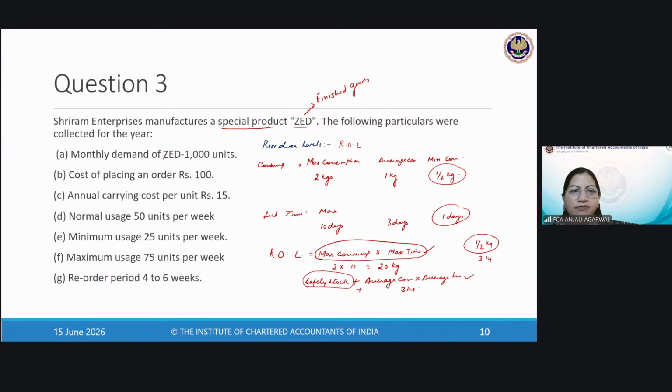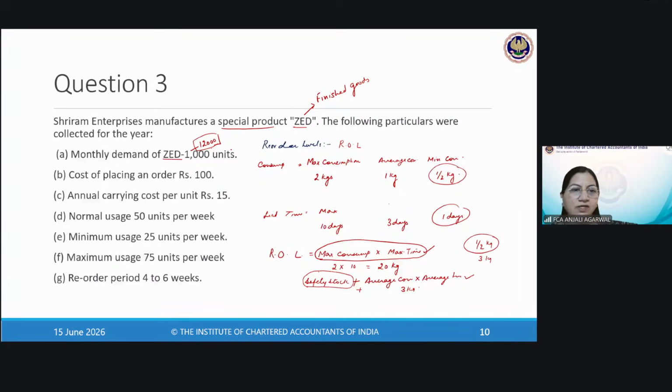So monthly demand for Z is 1,000. That means annual demand would be 12,000. That's okay. That is not what is our consumption. We are going to consume raw material. Maybe one unit require 10 kgs. So we will be using 1,20,000 kgs of raw material. That's what we are interested. We are not interested in the demand for the finished goods. Okay.